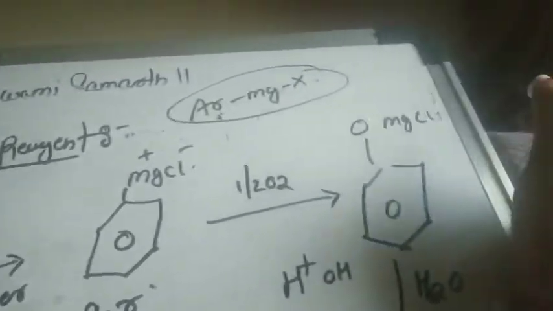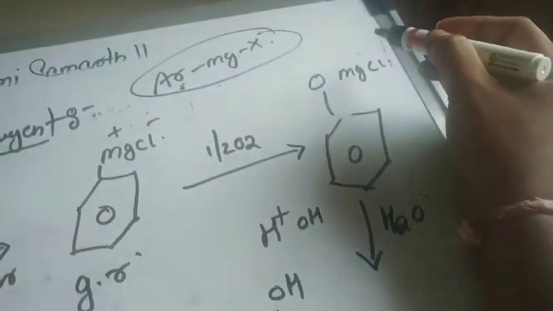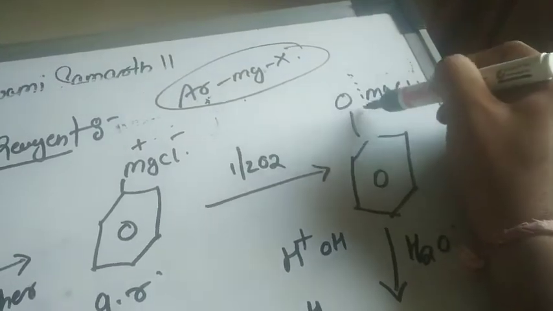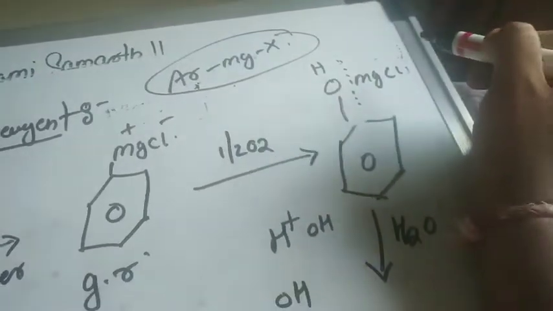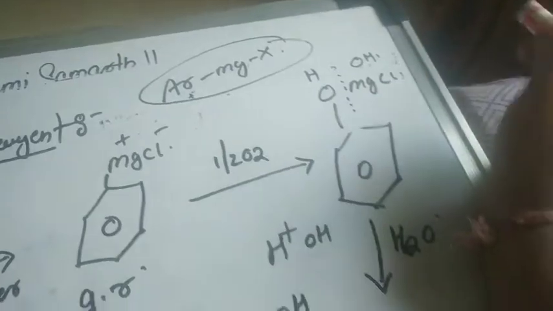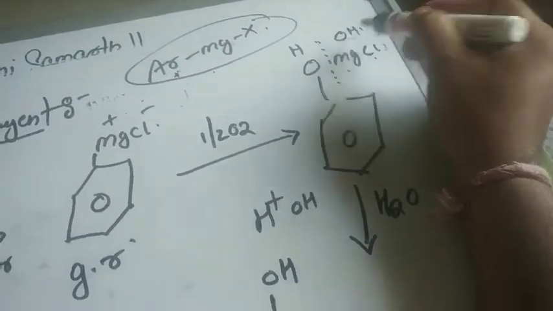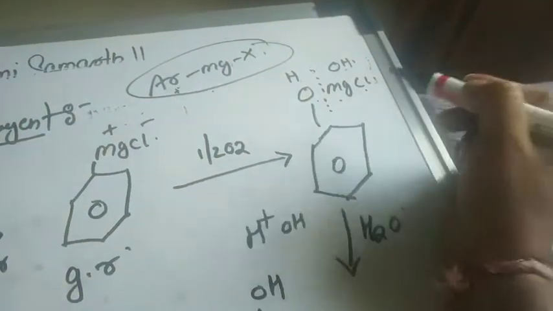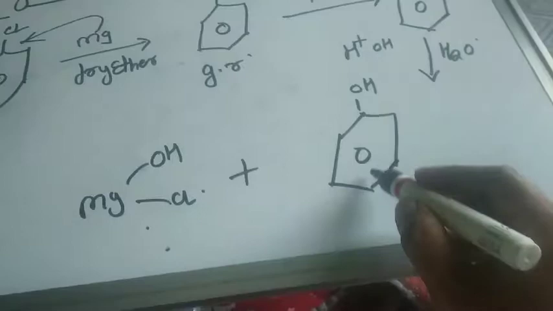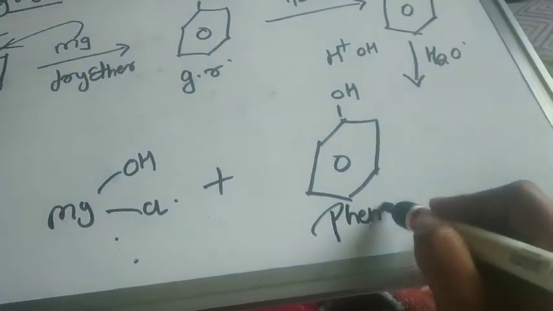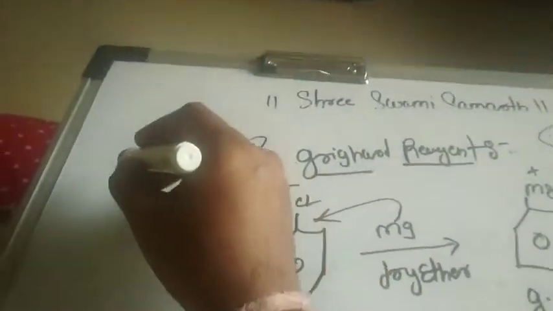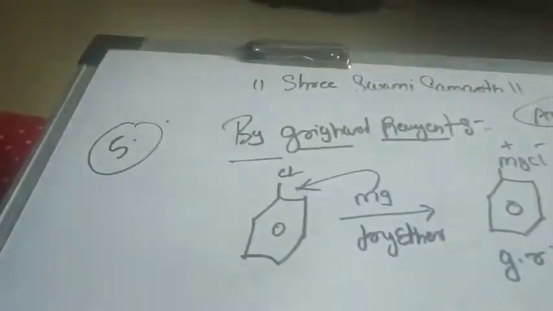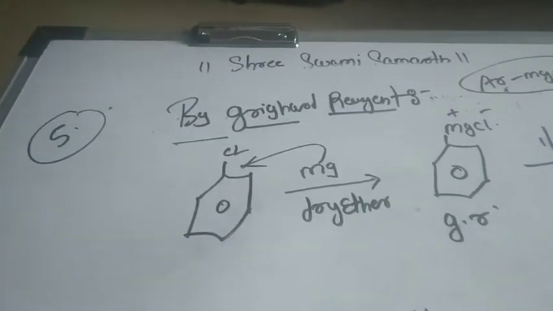So how will the splitting take place? See, H will get added this side and OH will get added on this side. So MgClOH will come out as the leaving group and OH will get attached to this benzene ring, right? To this benzene ring, and what compound is formed? Phenol is formed. तो फिनॉल का और एक मेथड मिल गया आप लोगों को, that is the fifth method. This is the fifth method of preparation by using a Grignard reagent, right?